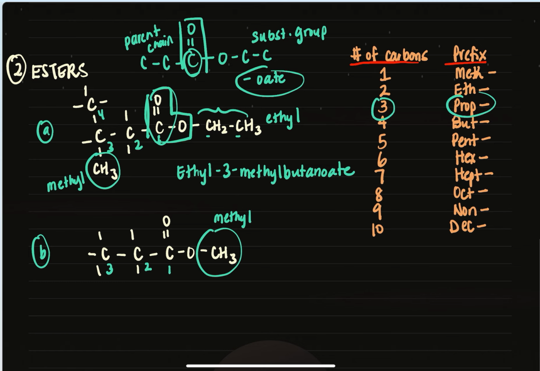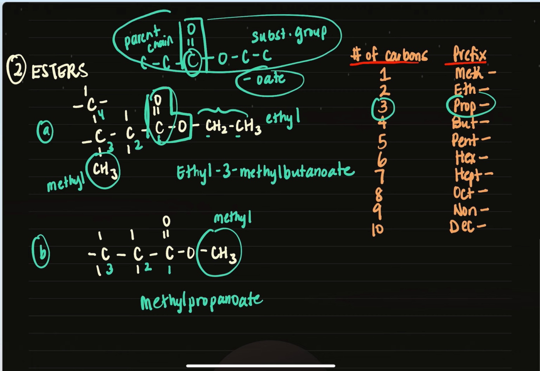And then your parent chain is 3 carbons, so that is a prop. But again, propane turns into propanoate. So we put all that together, this becomes methyl propanoate. Okay, so that's a relatively straightforward one, and that's how we tackle esters. So just try to remember, look for this kind of format that tells you what to look for, and it'll help you visualize these compounds.